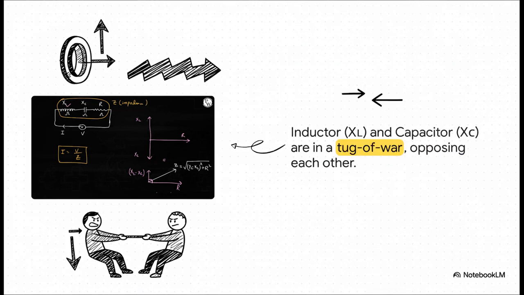Okay, so how on earth do we calculate this total impedance? We can't just add everything up. Remember how the inductor and capacitor are total opposites? Well, they're in this constant tug of war. This diagram here shows it perfectly.